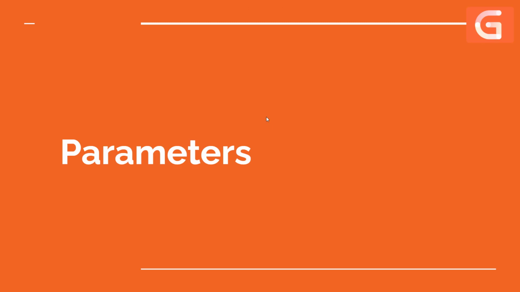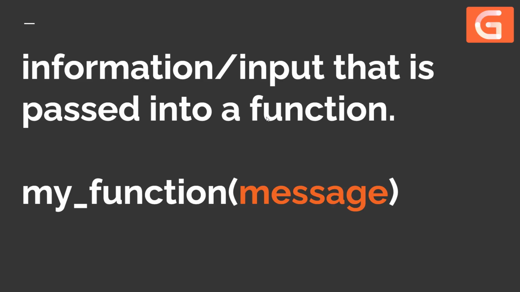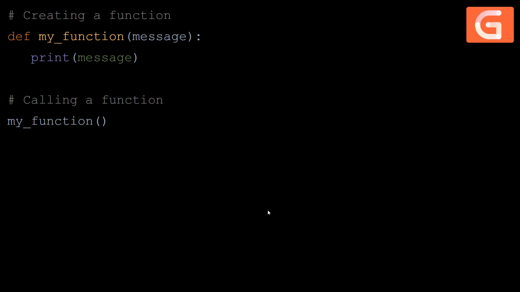Now let's talk about parameters in functions. Parameters are also a very important topic when it comes to functions. So sometimes what you want to do is to add input to your function. So parameters are information or input that is passed into a function. This is an example of our earlier function that we created previously, and it's called my function, and now we have added one new variable to the function. So this is called a parameter. So what we're saying is I want to pass in a message variable into this function.